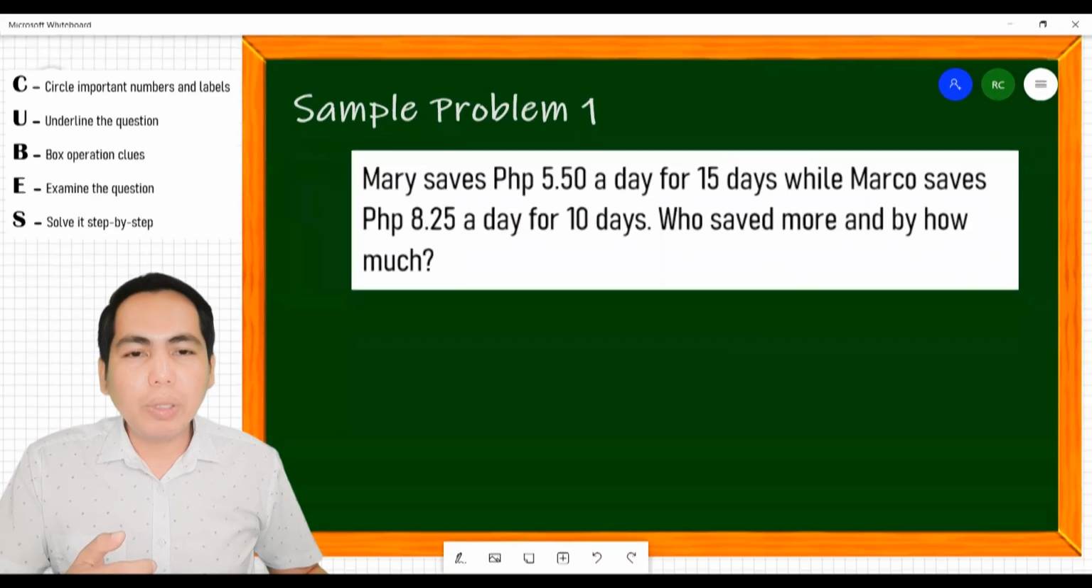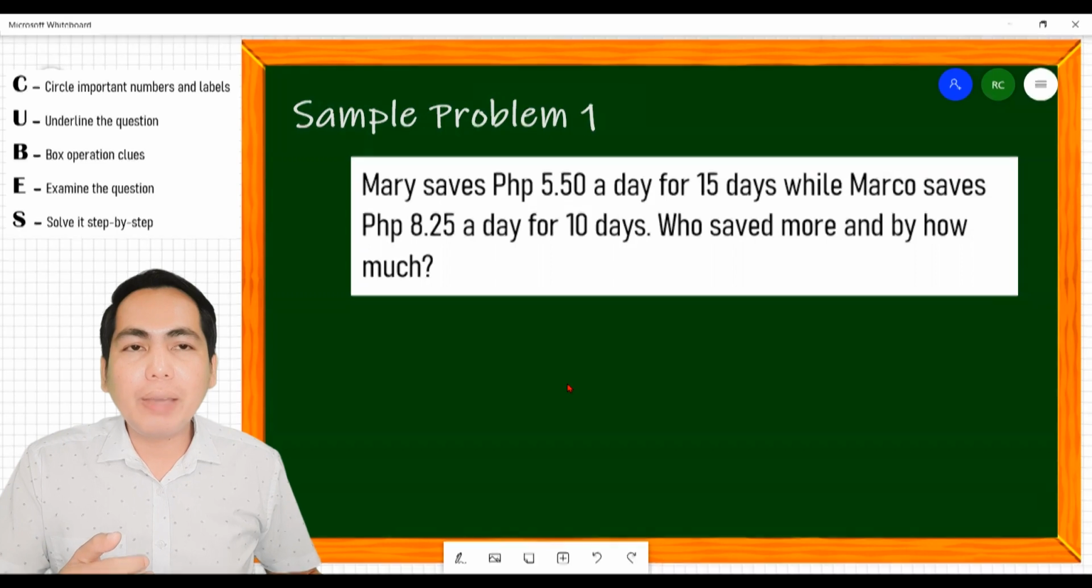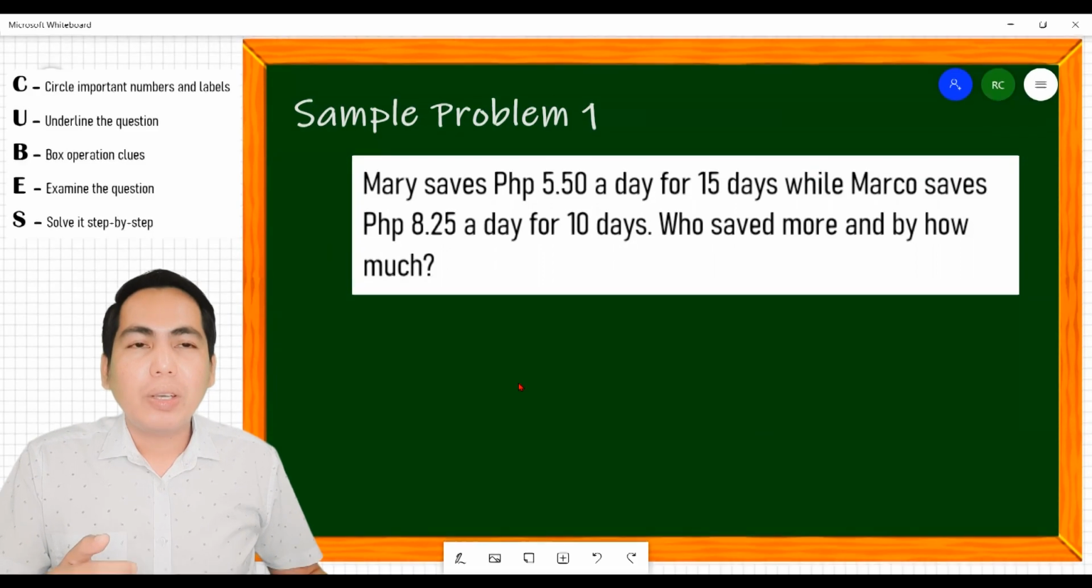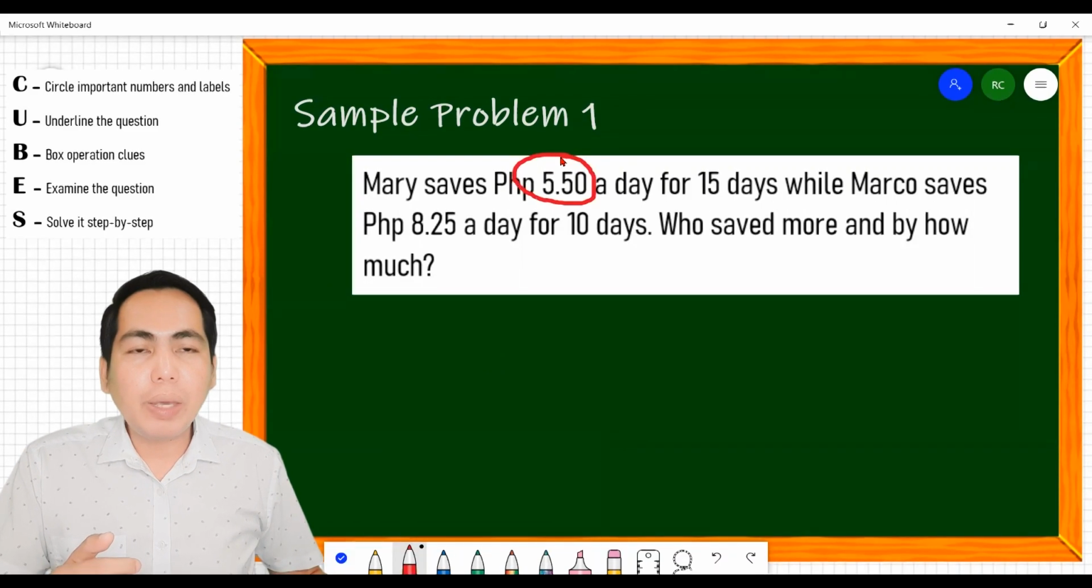We have here example number 1. Mary saves 5 pesos and 50 centavos a day for 15 days, while Marco saves 8 pesos and 25 centavos a day for 10 days. Who saved more and by how much? So using the CUBE strategy, we can start with the first letter, which is C, which stands for circle important numbers and labels. So we have here 5 pesos and 50 centavos, 15 days. We have also 8 pesos and 25 centavos, and we have also 10 days.